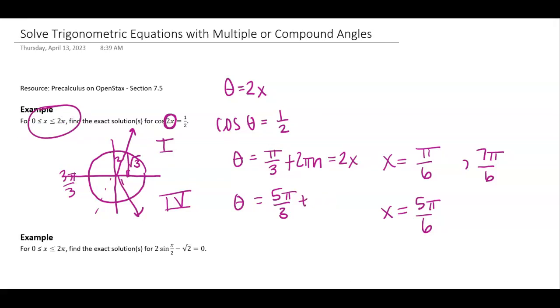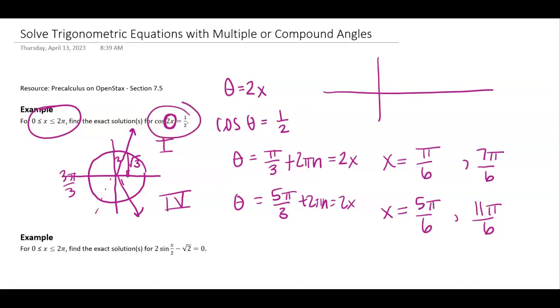Similarly here, when I divide by 2 and divide by 2, I have another pi, so I also need to include 11 pi over 6. Now let's think about rectangularly why this is the case. If we have cosine of 2x equals 1/2, then that means every pi I need to have 1 rotation. So I have 2 rotations over 2 pi, so I should have 4 solutions of that equation on the domain from 0 to 2 pi.